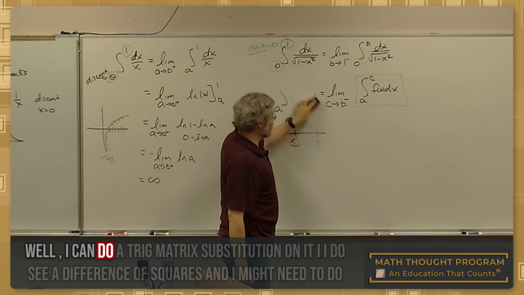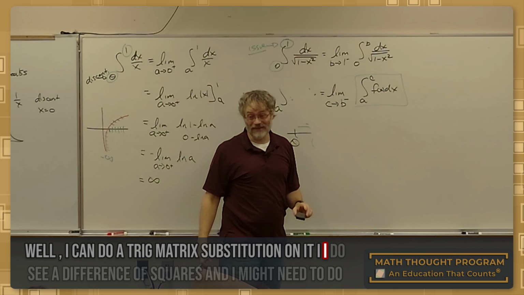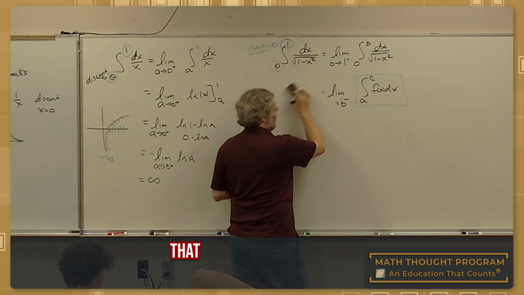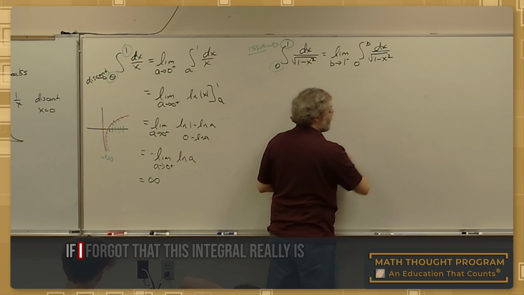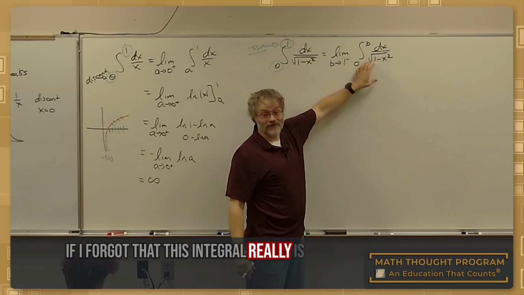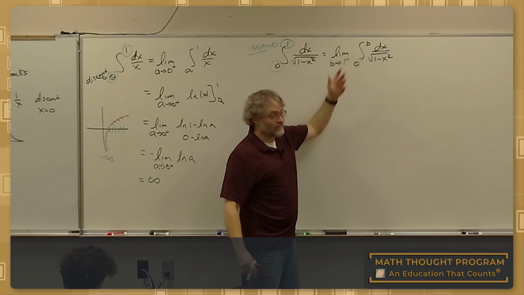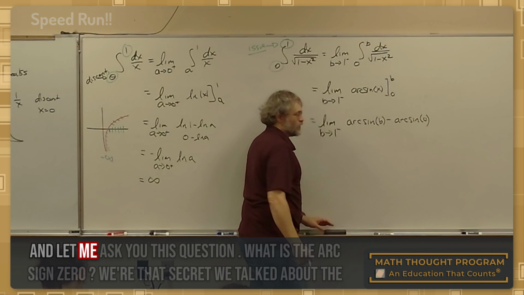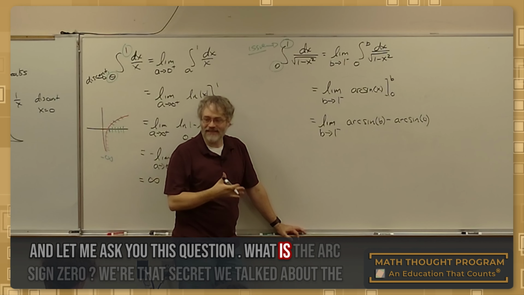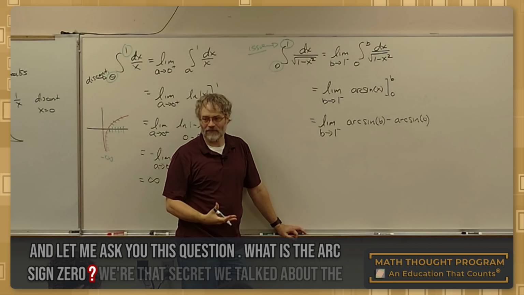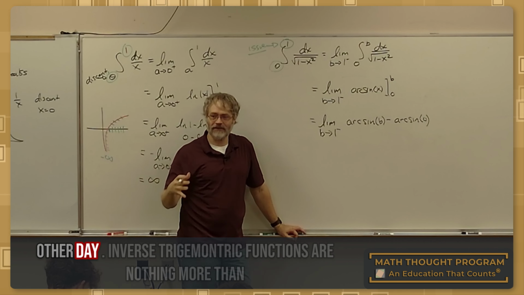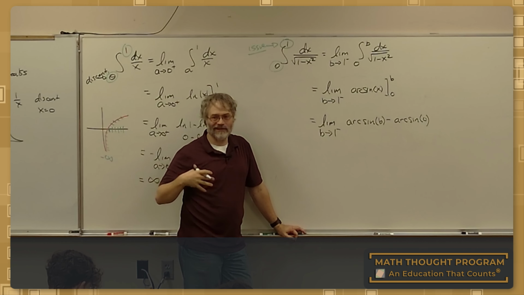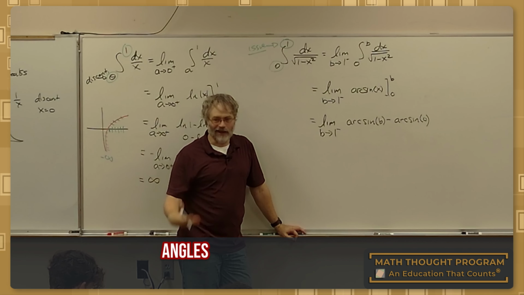Well, I can do a trigonometric substitution on it. I do see a difference of squares. And I might need to do that if I forgot that this integral really is arcsine. And let me ask you this question. What is the arcsine of 0? Remember that secret we talked about the other day? Inverse trigonometric functions are nothing more than angles.